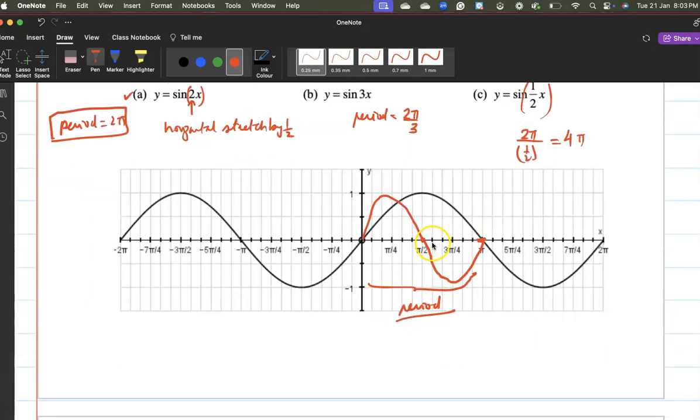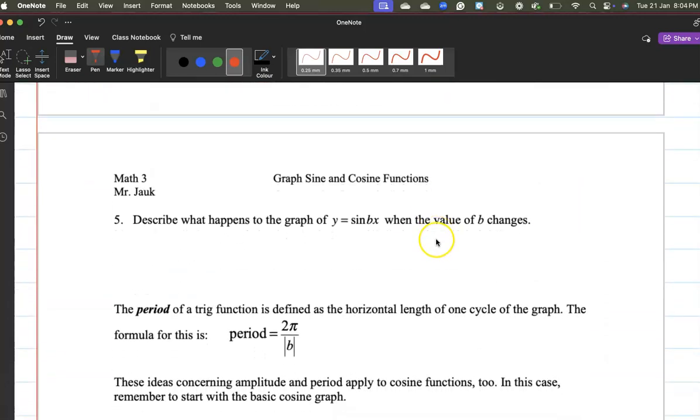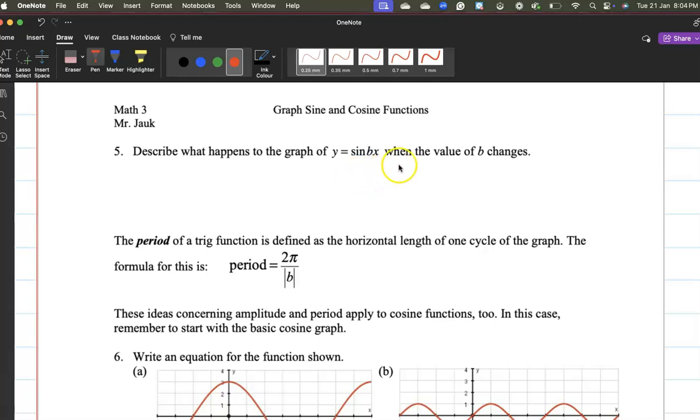So in general, what you need to remember is what happens to the graph when the value of b changes. The period will change. And what is the formula of period? Period is 2 pi upon the magnitude of b. That's the formula you need to remember to find a period. And b is the coefficient of x.